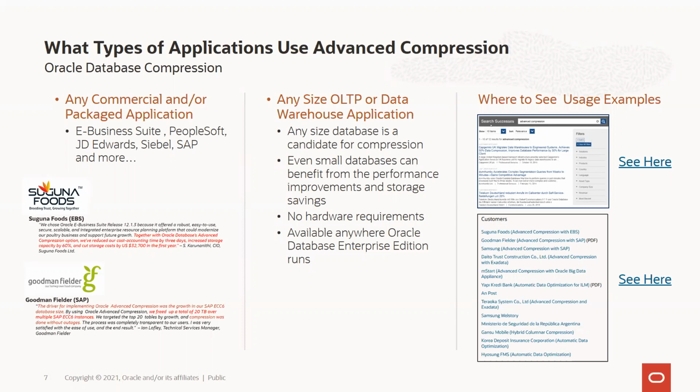The fact you cut down the number of blocks in half typically means we're moving a lot fewer blocks around. We're getting more data into the data buffers, and that typically translates to better performance for the application, particularly around queries. So there are benefits, we believe, to compressing even smaller applications, ones with smaller amounts of data. So if you're looking for where you can use this: any commercial packaged application, any size OLTP or data warehouse application.